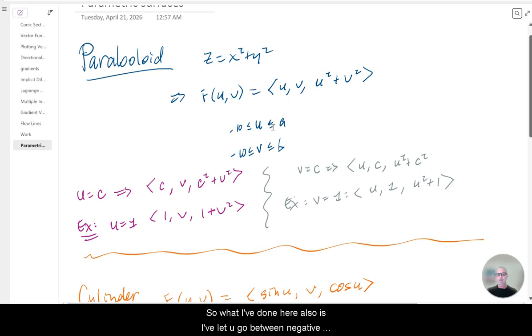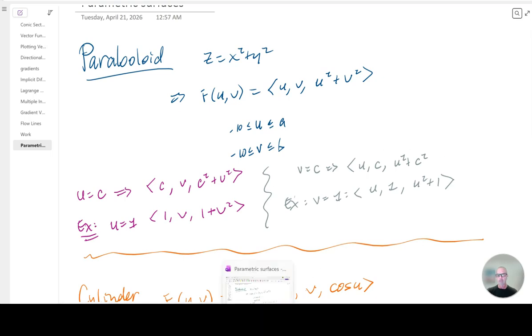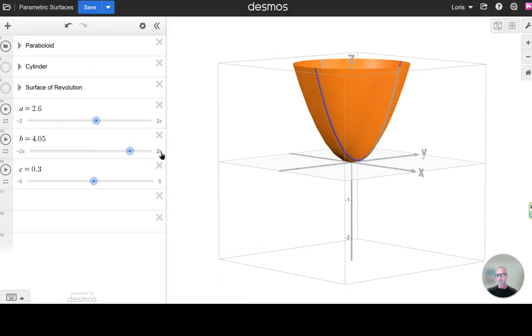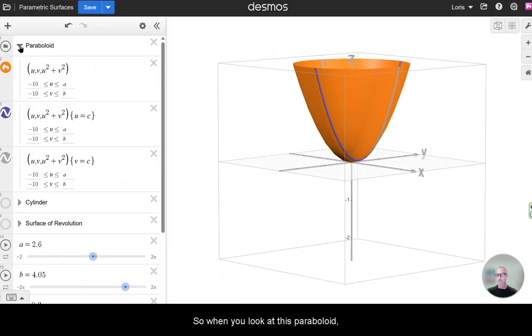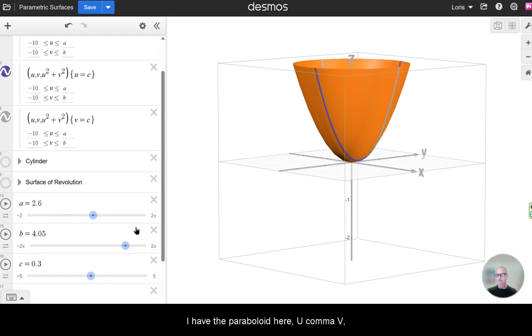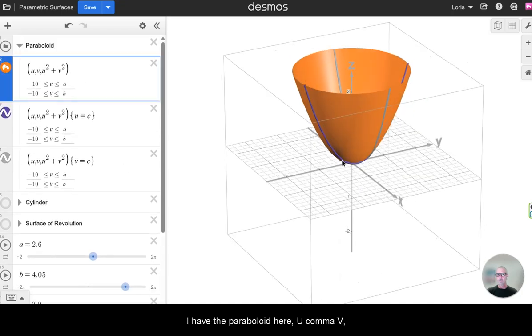What I've done here also is I've let u go between -10 and a, and v go between -10 and b. And then I alternately let it be a constant. Let me show you what I've done over here. So when you look at this paraboloid, I have the paraboloid here, u comma v, u squared plus v squared. And then I let u be a constant and v be a constant. I'll look at that in a second, but see how I let u vary from a to b.